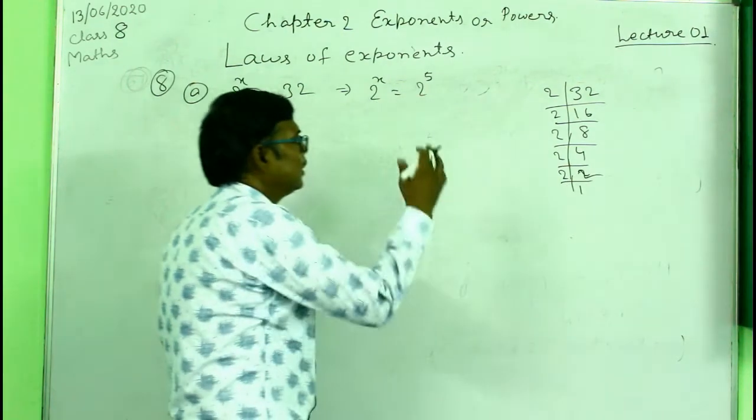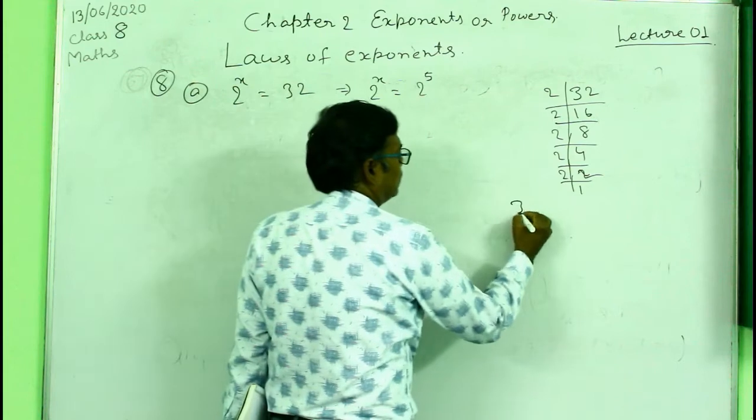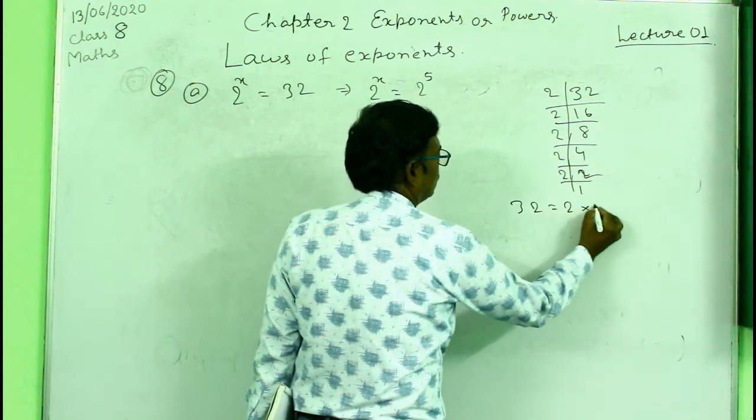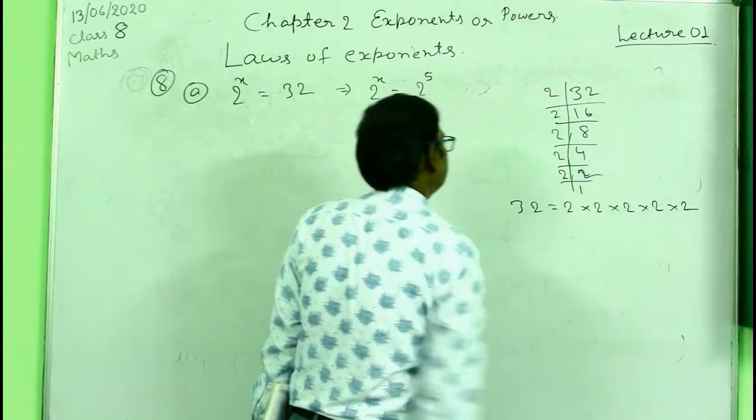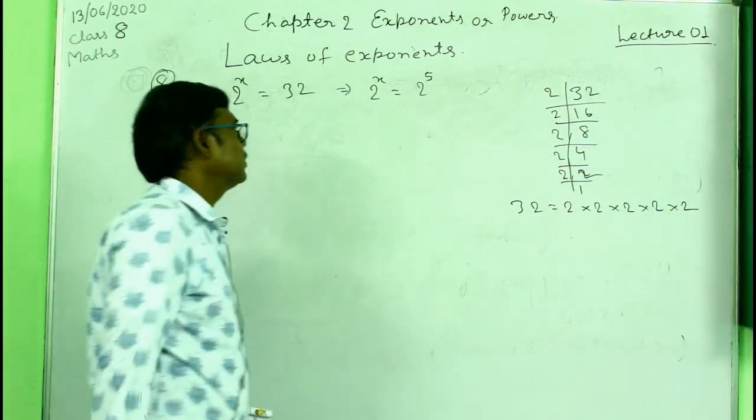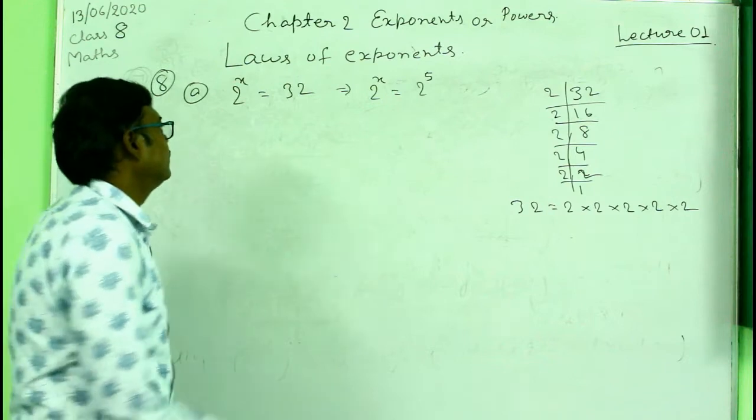Now see here, 32 is equal to what? 32 is equal to 2 into 2 into 2 into 2 into 2. That is 5 times here. That is why you can write 32 as 2 to the power 5.